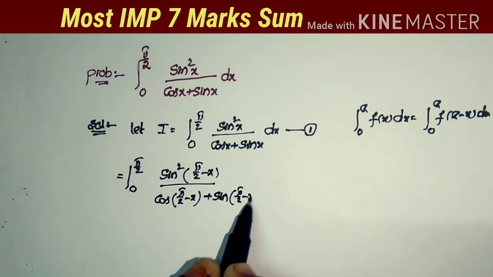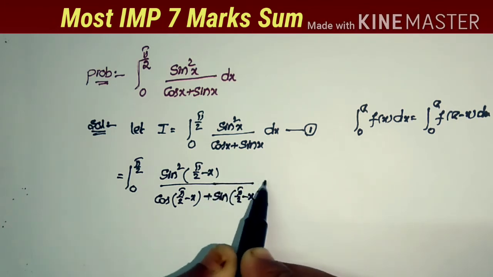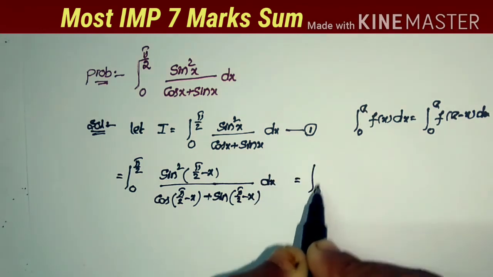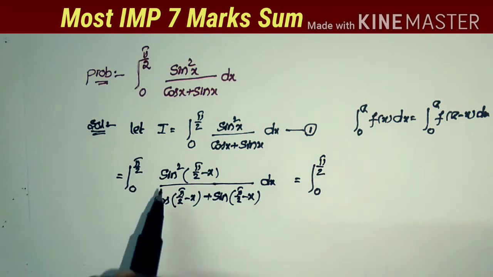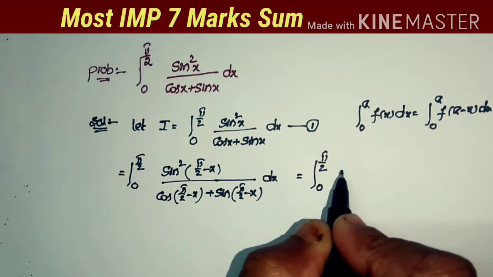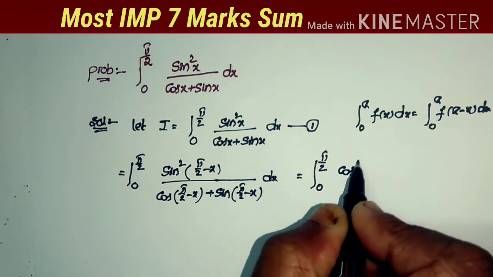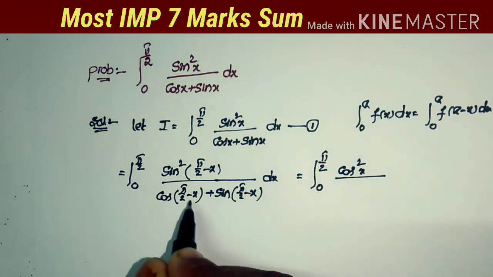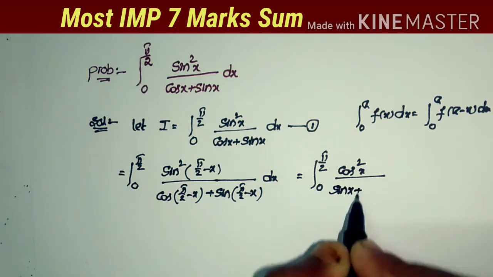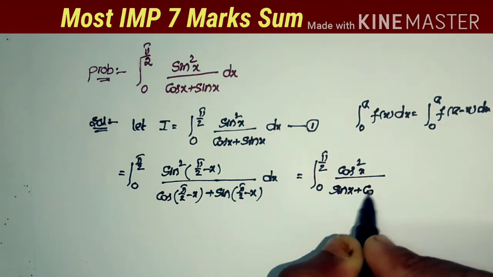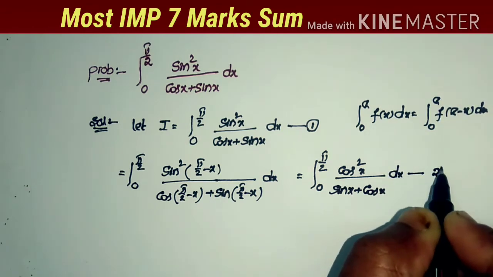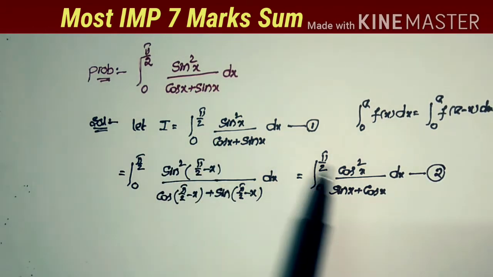That is, in place of x we take pi by 2 minus x, and this is equal to integral 0 to pi by 2 of sin square (pi by 2 minus x). Sin (90 minus x) is equal to cos x. So it becomes cos square x by (cos (90 minus x), which is sin x, plus sin (90 minus x), which is cos x) dx. So this is equation 2. So equation 1, equation 2.